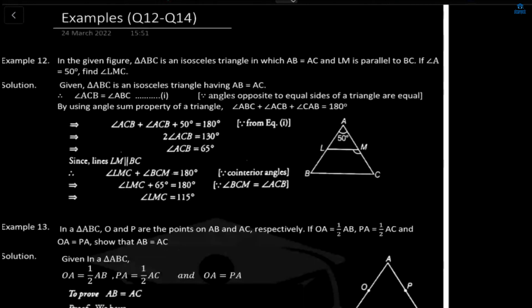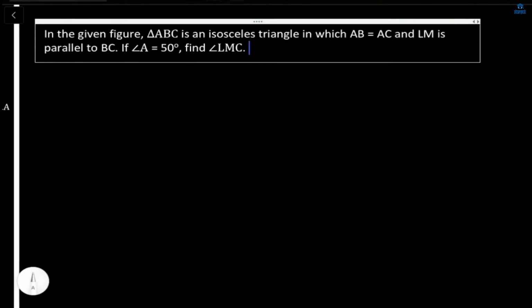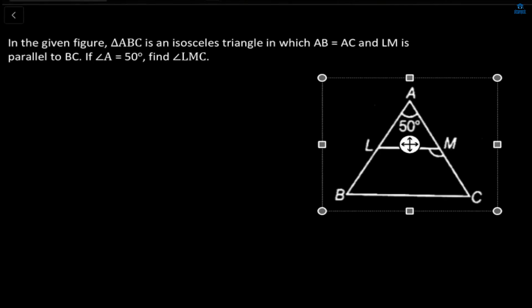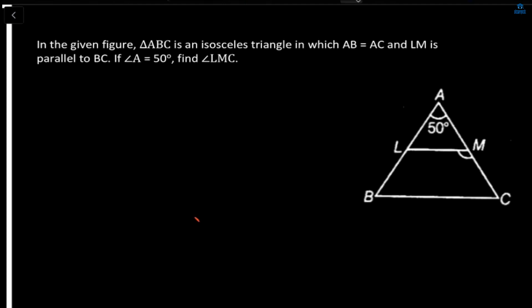Now let's see. Now try to do this question. In the given figure, let me copy the figure. So who wants to try this question? Anybody want to try it? We have to find angle LMC, the exact measurement of this angle. So how can we find this?